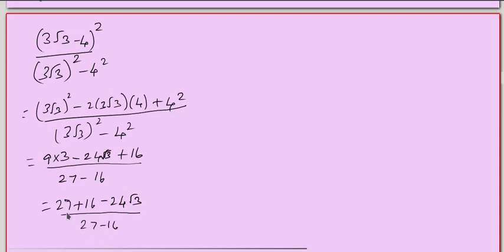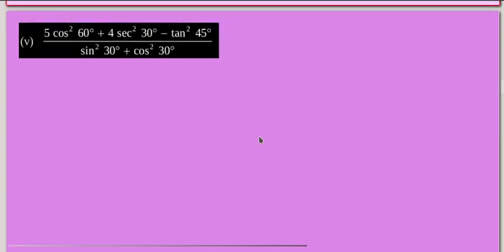So 27 plus 16 becomes 43. 43 minus 24 root 3, divided by 27 minus 16, which becomes 11. Okay, so 43 minus 24 root 3 divided by 11 is the value for this problem. Now we will move to the next problem.